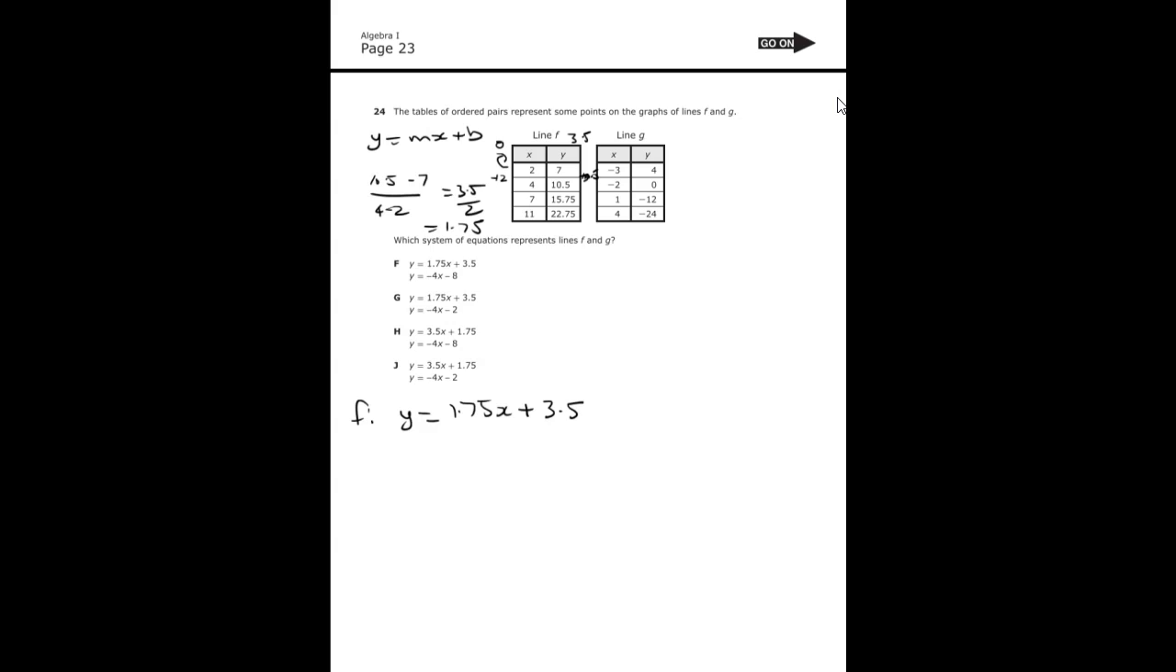Then let's do the same thing with G. So let's look at from -3 to -2, I'm going up +1. From 4 to 0, I'm going -4. So from -2 to 0, I'm actually going up 2 units. And so that's +2 here. And then from 0, we're going to actually subtract 8. So you're going to end up with 0 and -8.